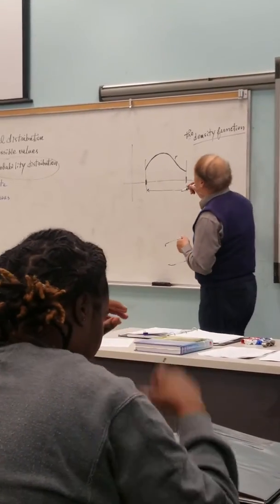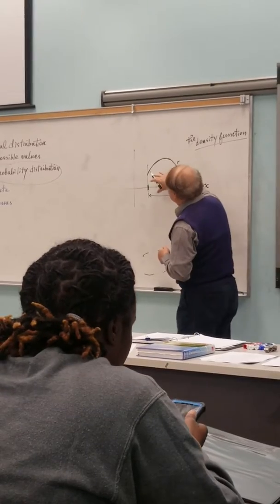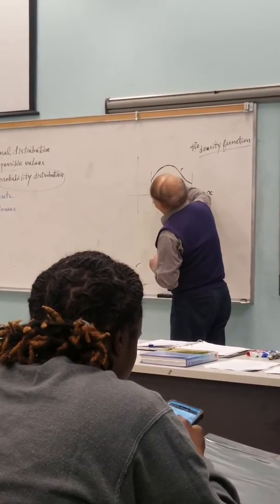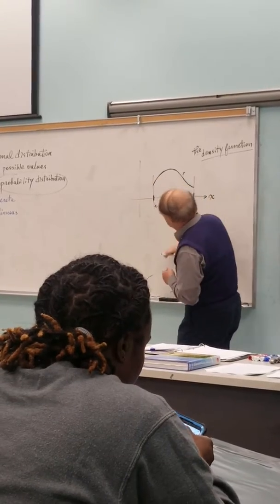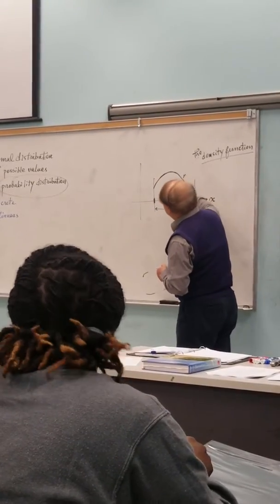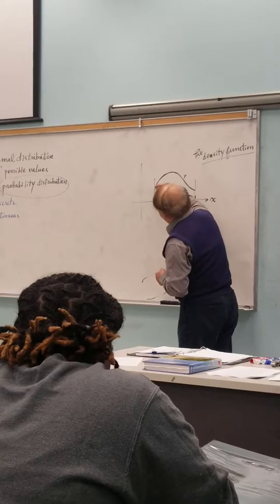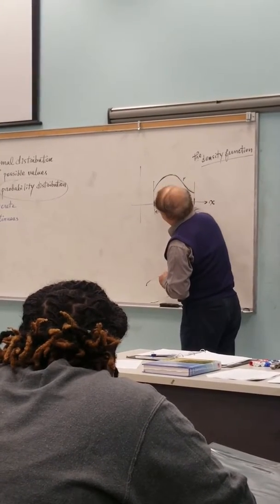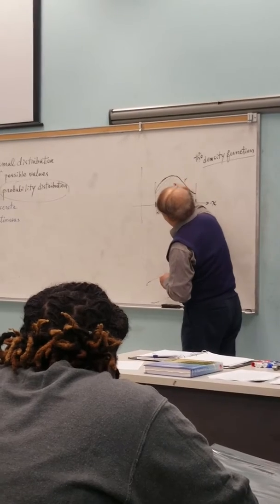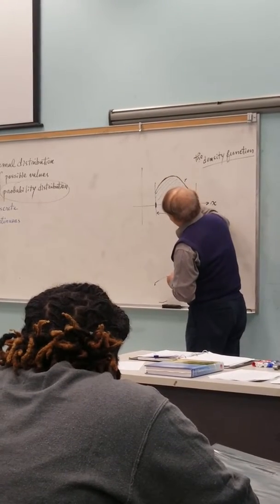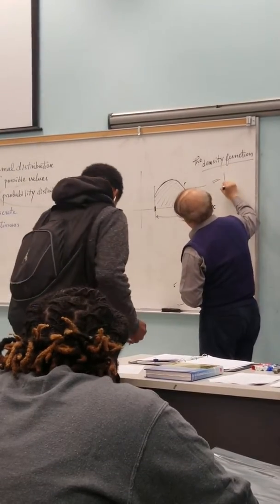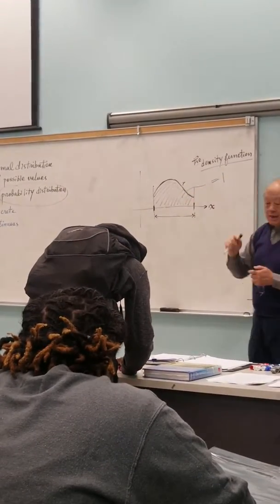What's special? First, this function must be above the x-axis, it cannot be below. Secondly, if you graph the function, the area under the graph represents the total probability. So the area must be what? 100% area.